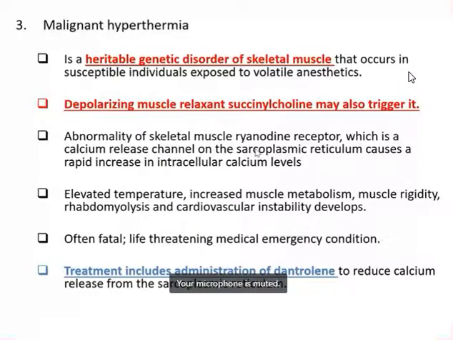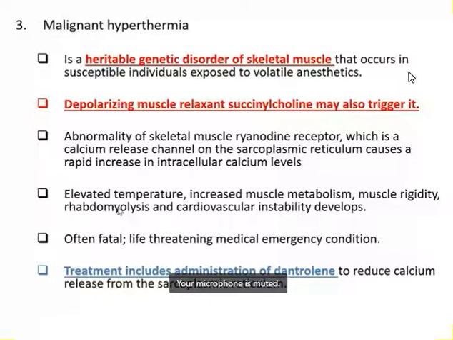they cause elevated temperature. That's why it is called hyperthermia, malignant hyperthermia. They also cause increased muscle metabolism. They can land up in acidosis. There will be muscle rigidity. There will be destruction of the muscle cells, rhabdomyolysis, and even cardiovascular cells can get affected. So this is a very fatal situation, an emergency, life-threatening medical condition.